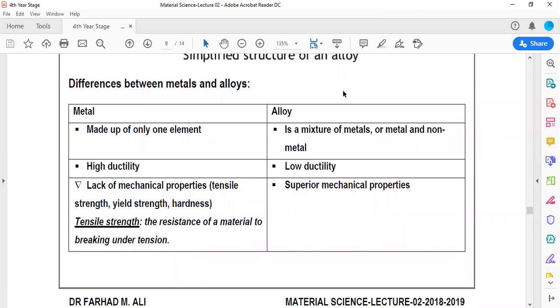And now we designed a table for you just to show you some differences between metals and alloys. Metals are made up of only one element, just one type of atoms. So that's an element, that's a metal. And an alloy, as we said before, is a mixture of metals or metal and non-metal. So it's either just metals or could be metals and non-metals. But remember, we don't have an alloy with a mixture of two non-metals.